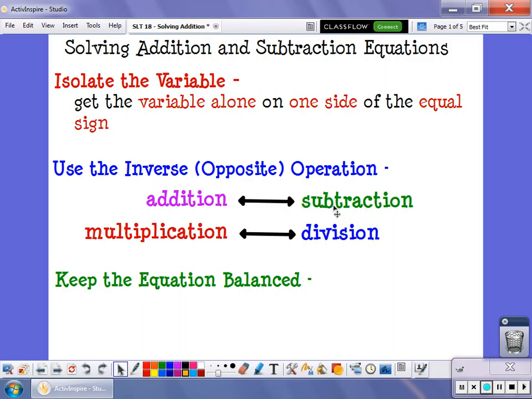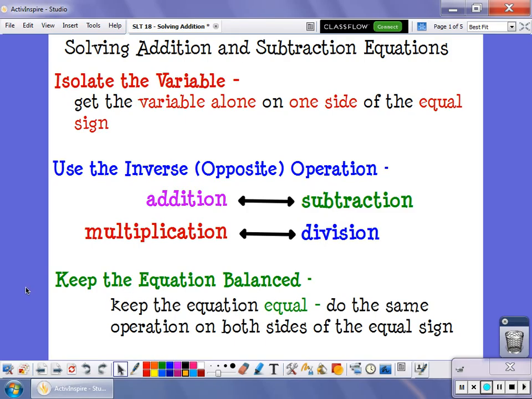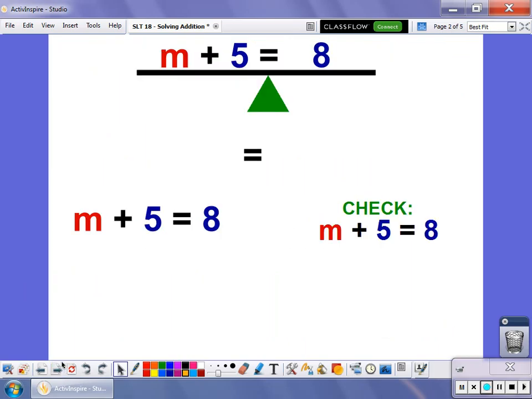The last thing you have to keep in mind is that the equation has to stay balanced. And that means you have to keep the equation equal. So if you do something on one side, you have to do it on the other side. So if we add something to one side, we have to add the same amount to the other side. It's easier to see what I'm talking about if we look at an actual balance.